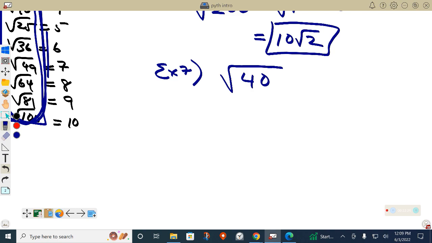Rational or irrational? Definitely irrational. There's no such number times itself that becomes 40. So let's break that puppy down.